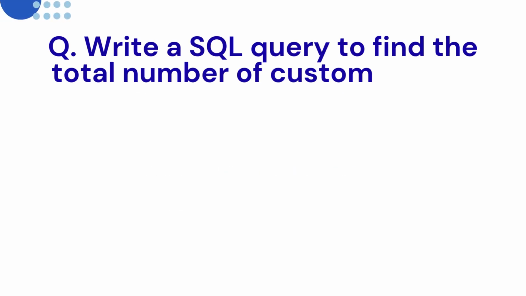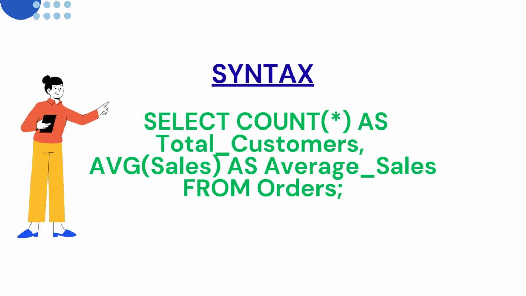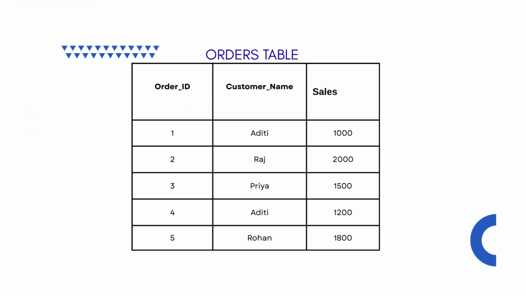So here is a common interview question. How can you calculate the total number of customers and the average sales from an orders table? Let's solve this step by step using count and average functions. Suppose this is a table orders. This table contains order ID, customer name and sales, and it has a total of 5 rows.